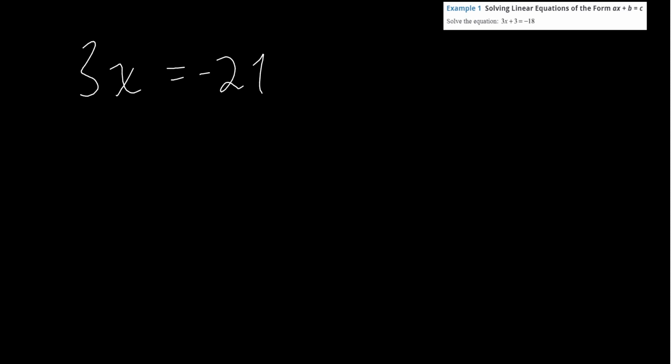Next, we're going to have to divide both sides by 3 because we need to isolate the x all by itself now. By isolating the x with 3x over 3, the 3's cancel, so we have x. And what is negative 21 divided by 3? Well, 21 divided by 3 is 7. Then we have a negative in front of it, so we have negative 7.